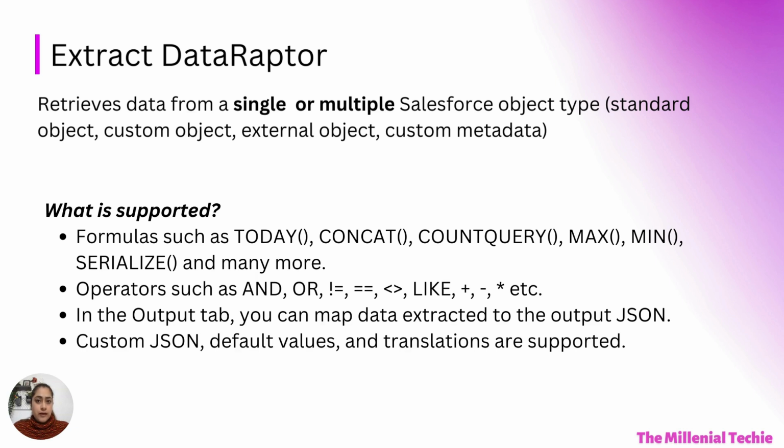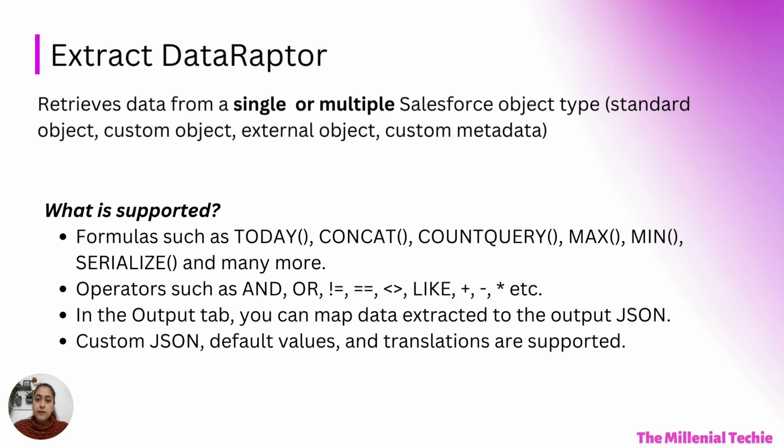Now, if you have watched the last two videos, you would know that there are two DataRaptors which help us to extract data from Salesforce. The first one is Turbo Extract DataRaptor. It is used when we want to fetch data from a single Salesforce object at one time. In comparison to Turbo Extract, we have Extract DataRaptor, which is used when we want to fetch data from single or multiple Salesforce objects at one time. Again, these Salesforce object types range from standard objects, custom objects, they can be external objects, or even custom metadata.